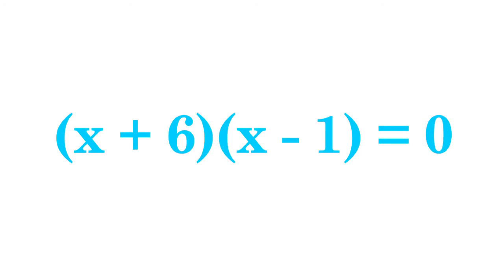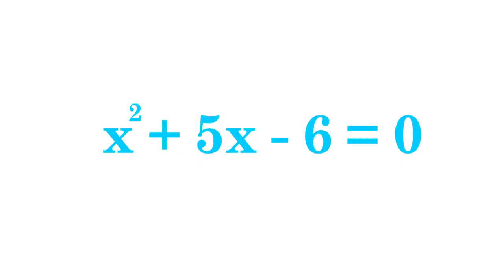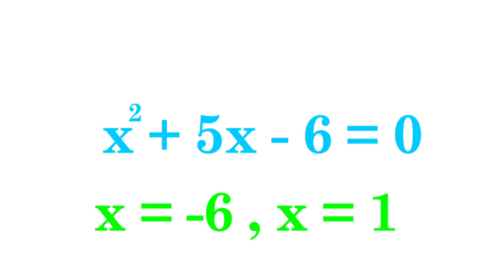The terms we can enter into these binomials to set the left side of the equation equal to 0 are x equals negative 6 and x equals 1. So the solution to this quadratic equation is x equals negative 6 and x equals 1.